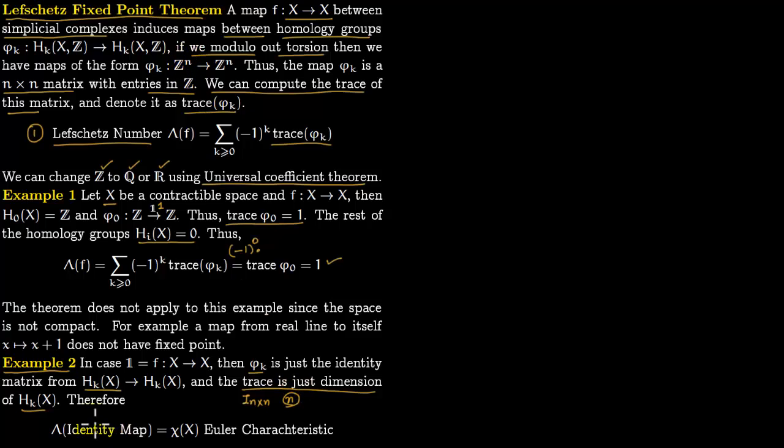So then the Lefschetz number of the identity map is just the Euler characteristic. Notice that for the Euler characteristic again we have minus 1 to the power of k, and then you have the dimension of Hk. So instead of the trace you have the dimension of Hk, and the trace is the dimension of Hk in this case. So let us now come and define the theorem.